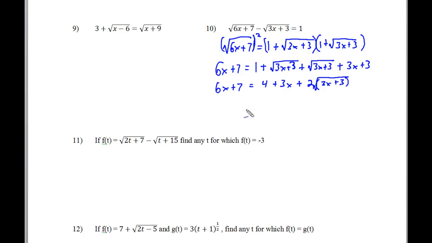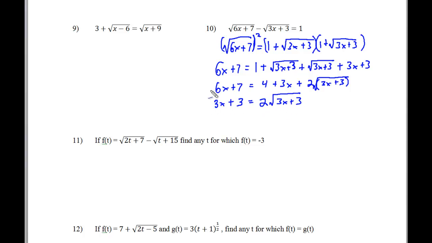Now let's move these to the left-hand side. If I subtract the 4 from the 7, that gives me 3. If I subtract the 3x from this side, this gives me 3x plus 3 on my left-hand side, and my right-hand side is now 2 times the quantity of 3x plus 3 under the square root.